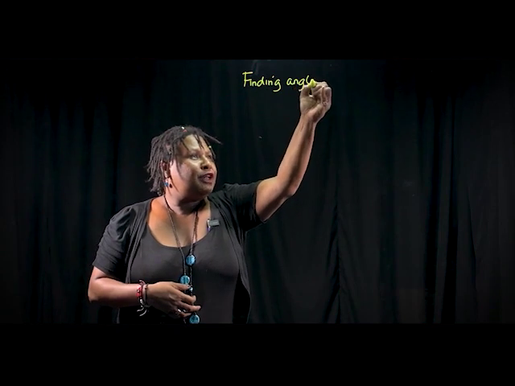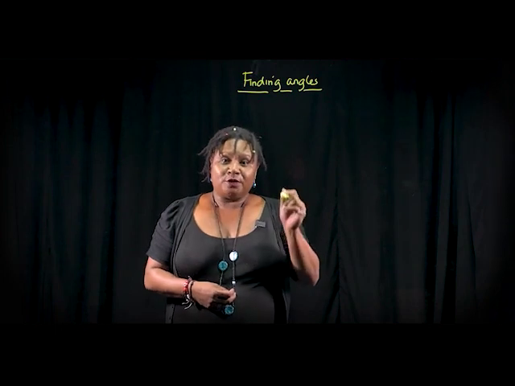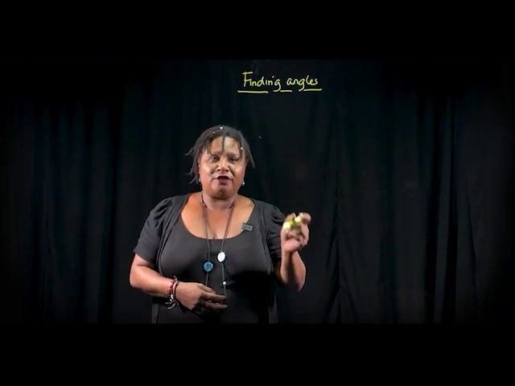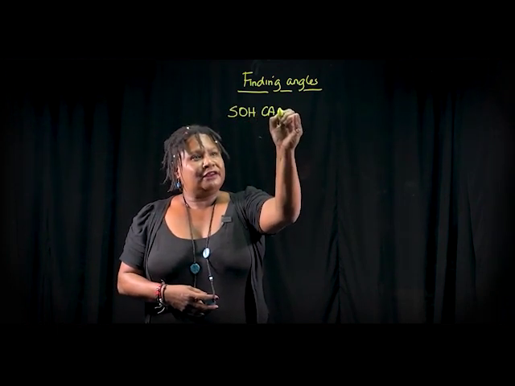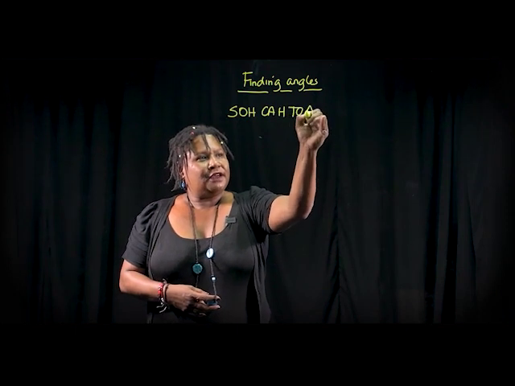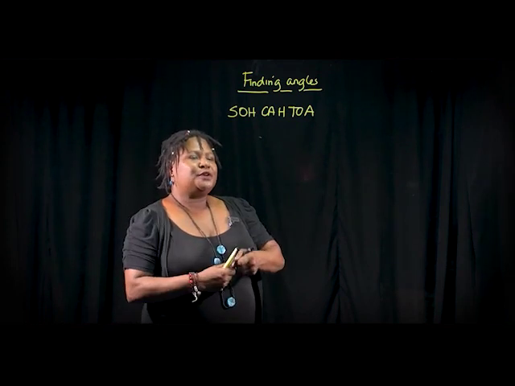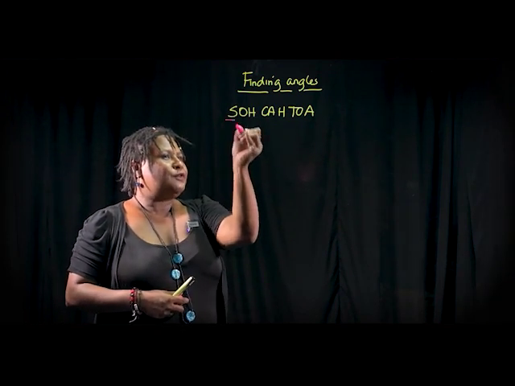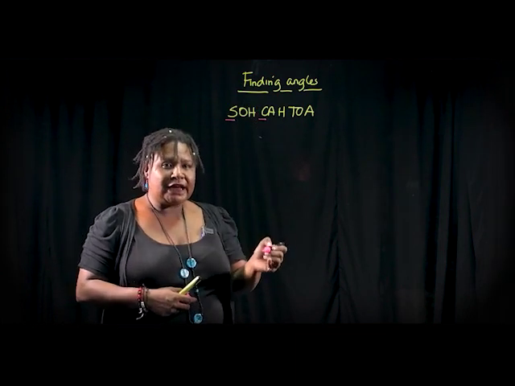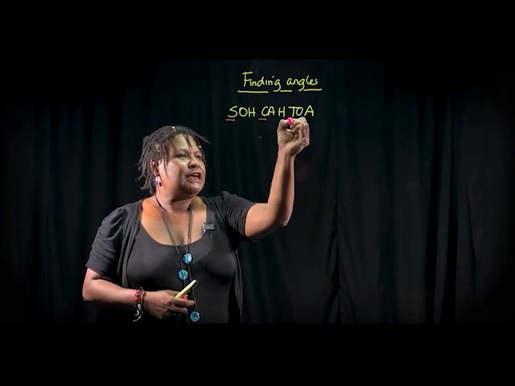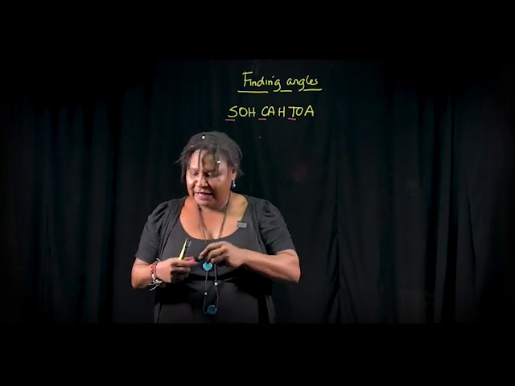Now, we've already reviewed the three ratios. The easiest way to identify the ratios is to use the acronym, okay? SOHCAHTOA, okay? SOHCAHTOA. Now, what does SOHCAHTOA refer to? Okay, the three ratios. S for sine, opposite over hypotenuse. C for cosine, adjacent over hypotenuse. And T for tangent, opposite over adjacent. Okay?